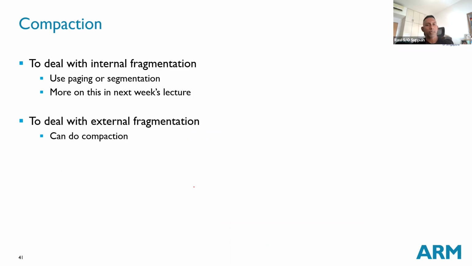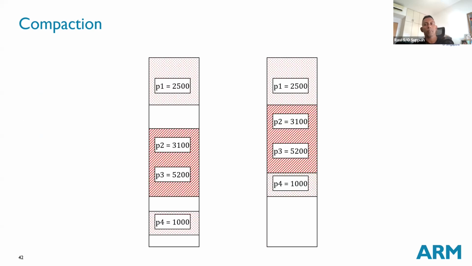Just now we talked about compaction. We have two issues, internal and external. For internal fragmentation, we have segmentation, which is part of virtual memory, which we will cover next week. For external fragmentation, we can do what we call compaction. Compaction is to take all these chunks and free spaces and pack them together so that all the holes go to one end of the memory, and all the used spaces go to the other end.